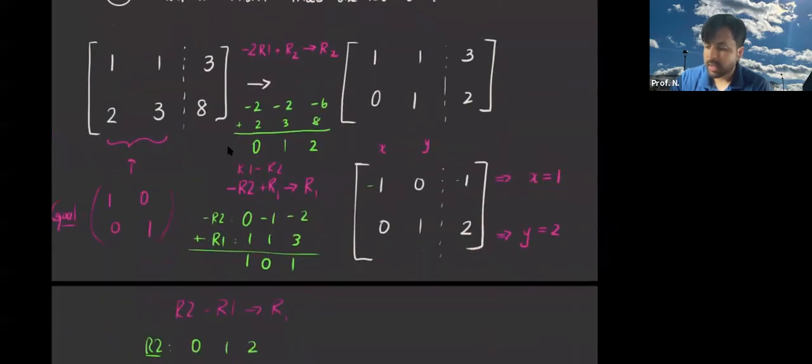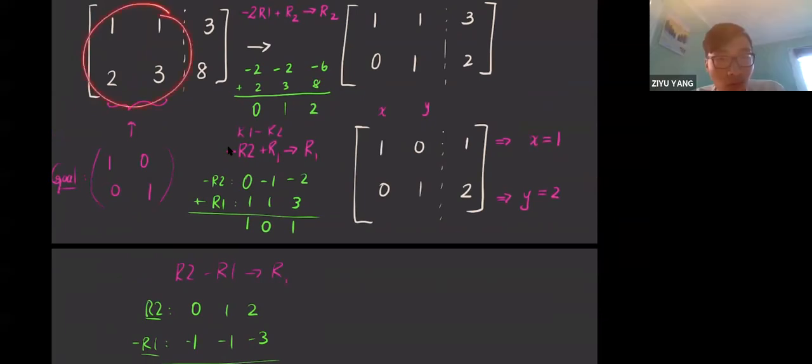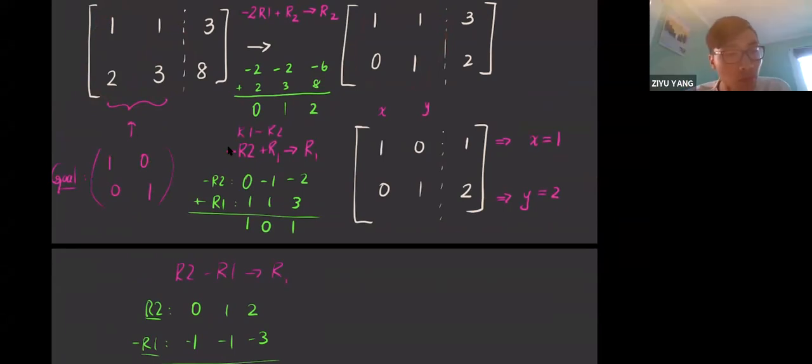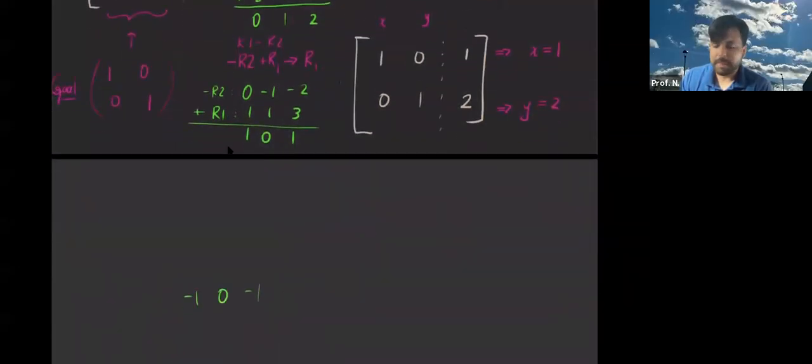You see that? At the end of the day, the game is to get this matrix to look like what? 1, 0, 0, 1. Which is essentially saying find X and find Y, which we did. Now, it may not be that impressive because it's a 2x2 system.